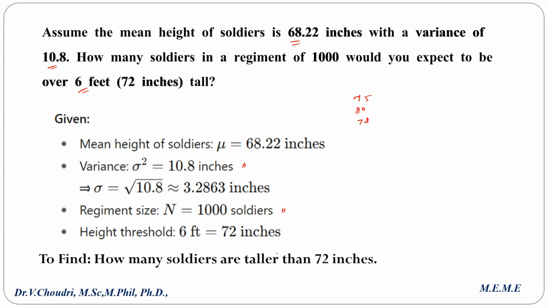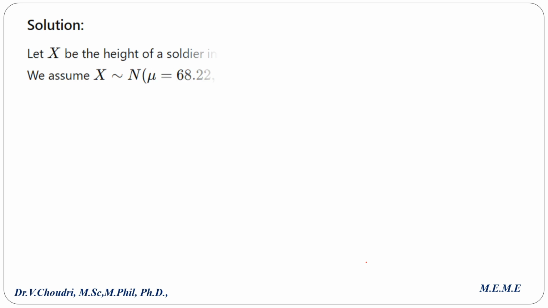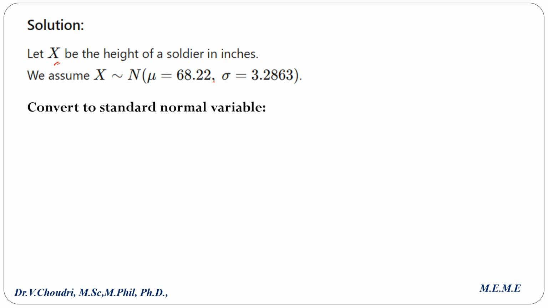How many soldiers are taller than 72 inches? So how many soldiers are greater than 6 feet, that is, taller than 72 inches. Now we define the standard normal variable. Let X be the height of the soldier in inches. We assume X is normally distributed with the mean and standard deviation. So convert into the standard normal variable Z equals X minus mu divided by sigma. Substitute the mu value and sigma value here.